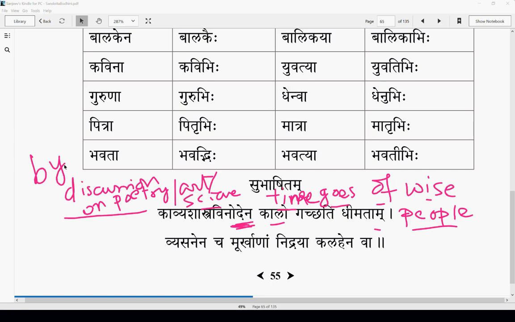So the by or with can be used for Tritiya Vibhakti where the Tritiya Vibhakti is there. So Kavya Shastra Vinodena, by discussion or by discussion with art and science, time goes of wise people. So together in English it means wise people spend their time like this, by discussion.